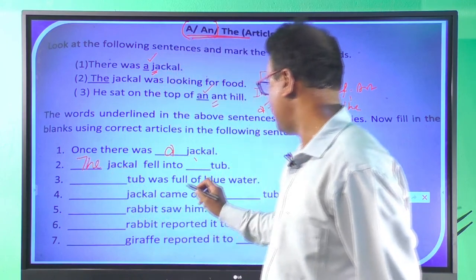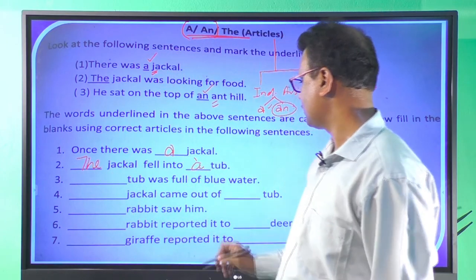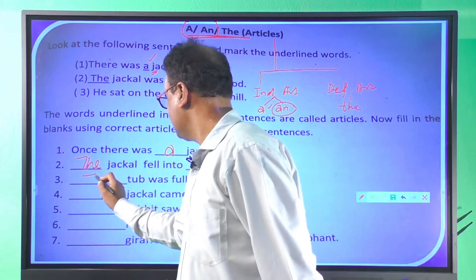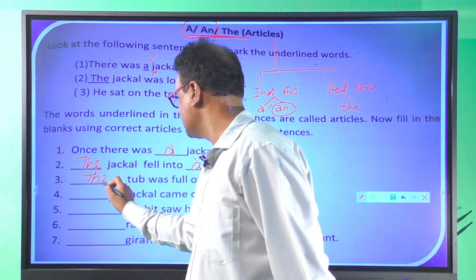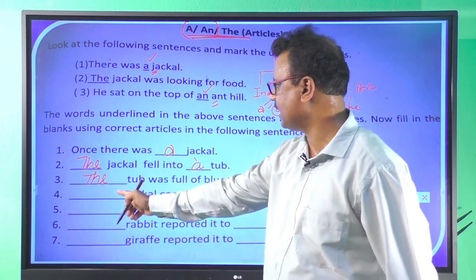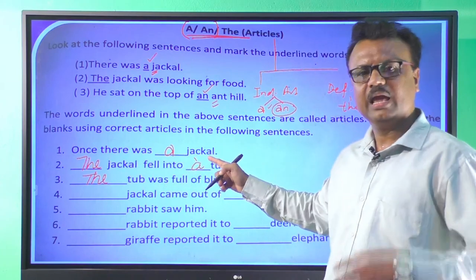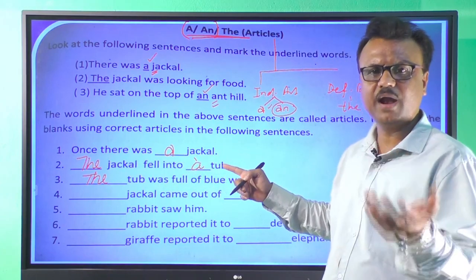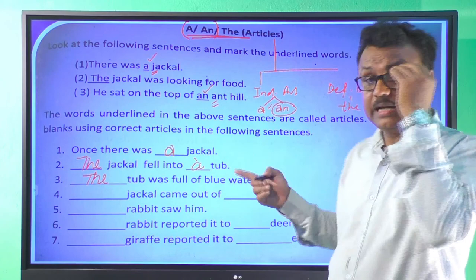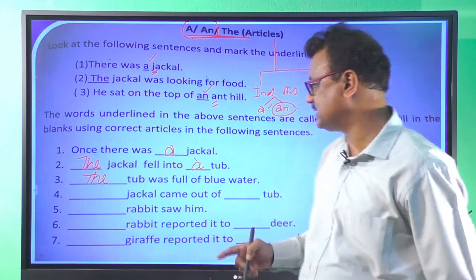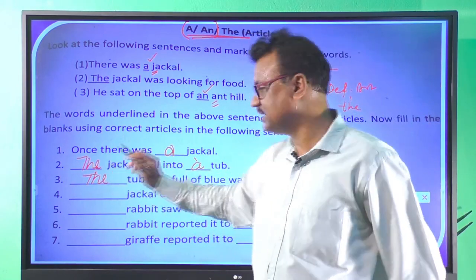The jackal fell into a tub. See how we use the indefinite article and the definite article. Once there was a jackal. Any jackal, okay, indefinite one. Then we are concerned about that particular jackal. That's why we use "the jackal."